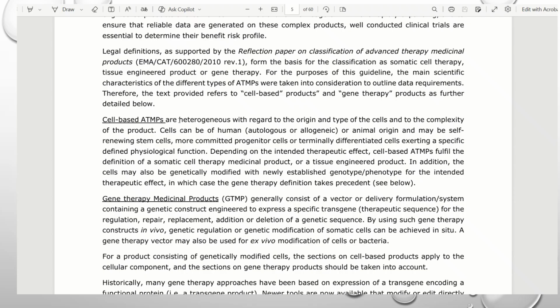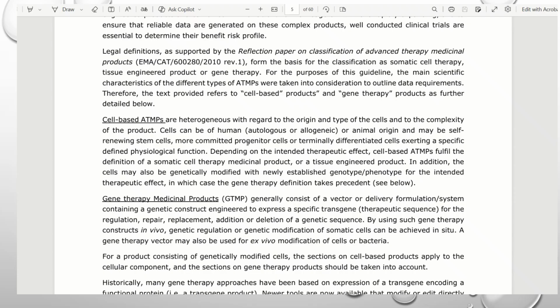With regards to origin, the initial cellular starting material is going to be heterogeneous, and the types of cells and the complexity of the product itself are also going to be quite complex and likely heterogeneous. Cells can be human, so they can be autologous or allogeneic, or of animal origin. What we're talking about is human cells, autologous and allogeneic types. They may be self-renewing stem cells, and that's not what we're doing.